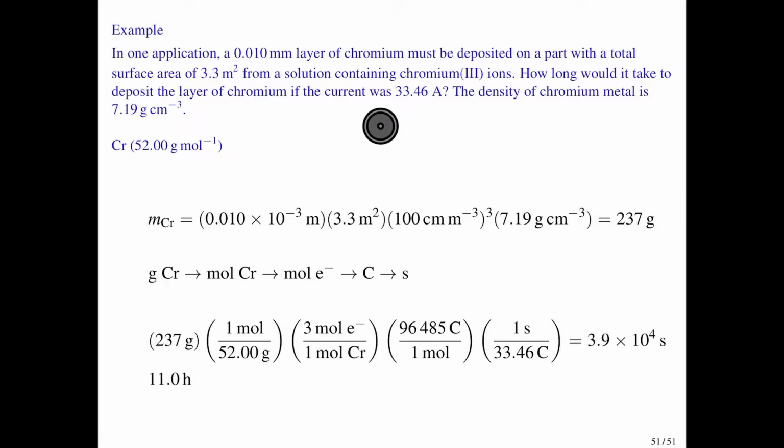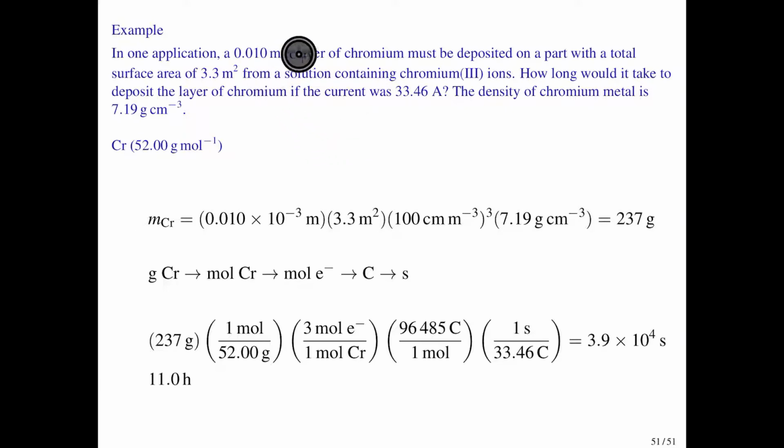In this problem, we're being asked to go the other way, and there's a bit more of a difficult setup involved, but we'll go through it. We're trying to deposit chromium. We're making a chrome-plated part, and we need to put a 0.01 millimeter layer of chromium on this part, which has a surface area of 3.3 square meters. How long would it take to deposit this layer of chromium if the current is 33.6 amps? By the way, the density of chromium metal is 7.19 grams per cubic centimeter.